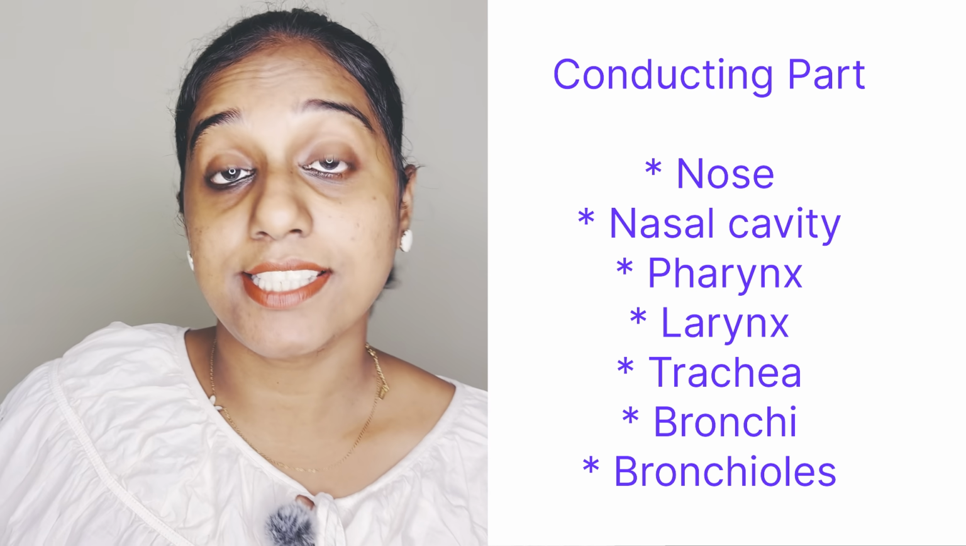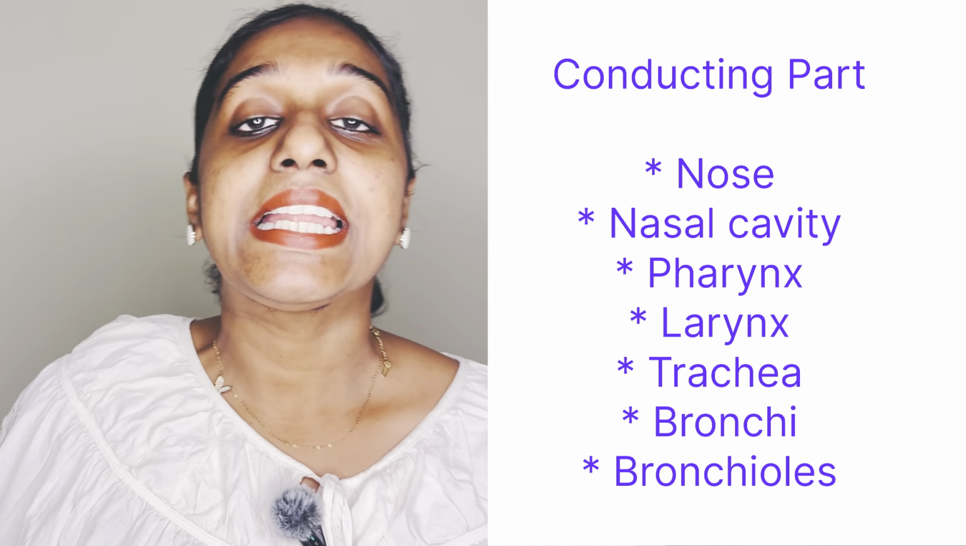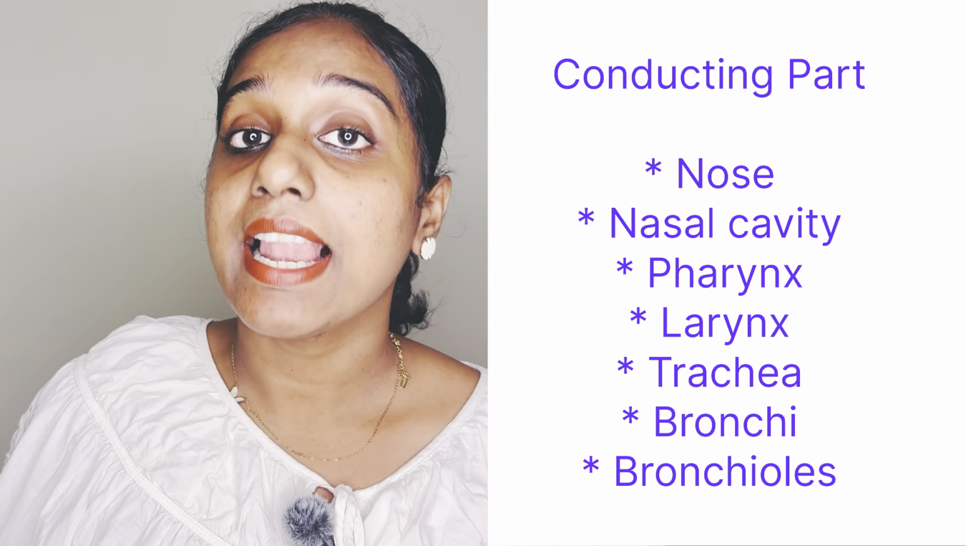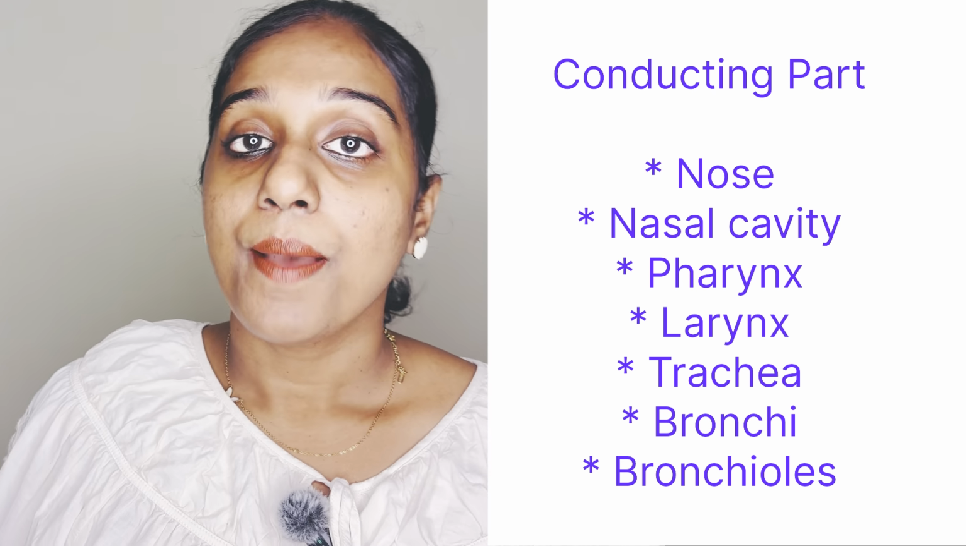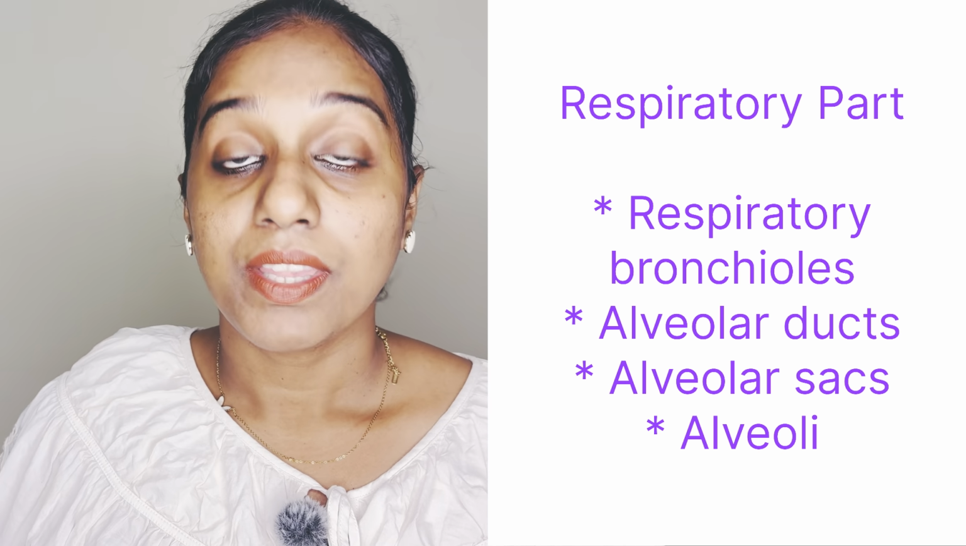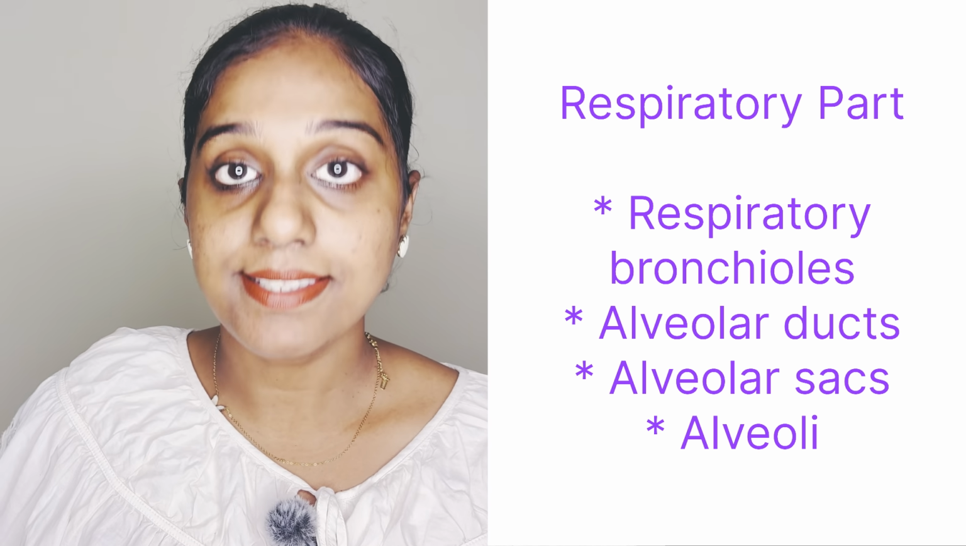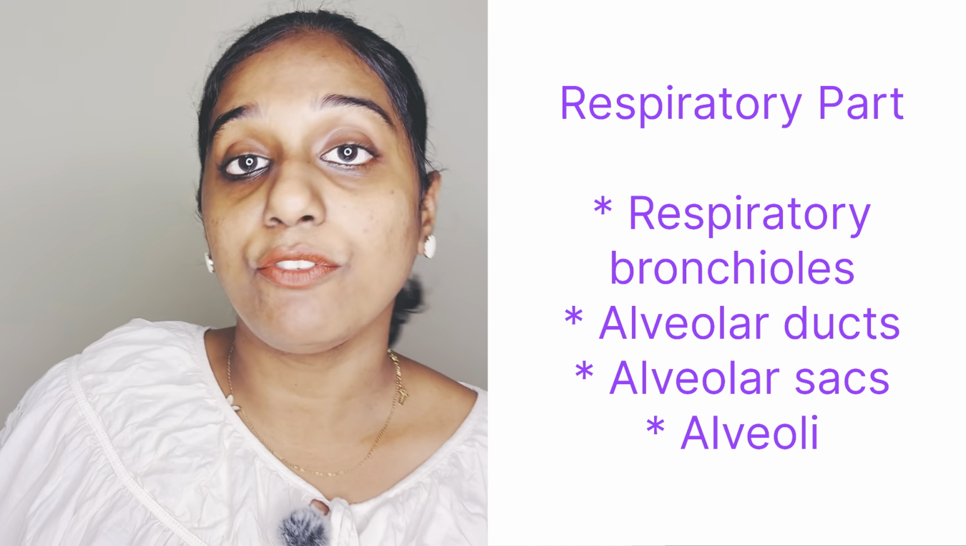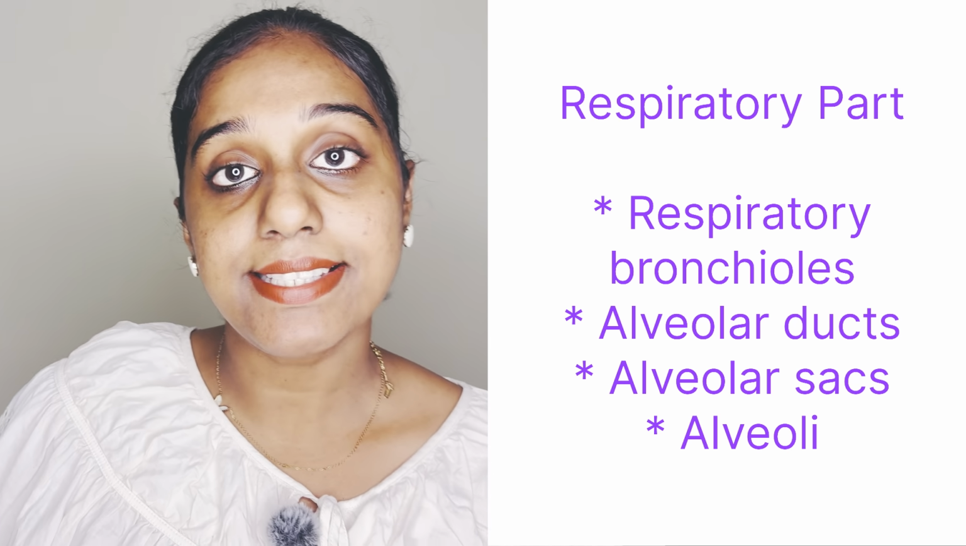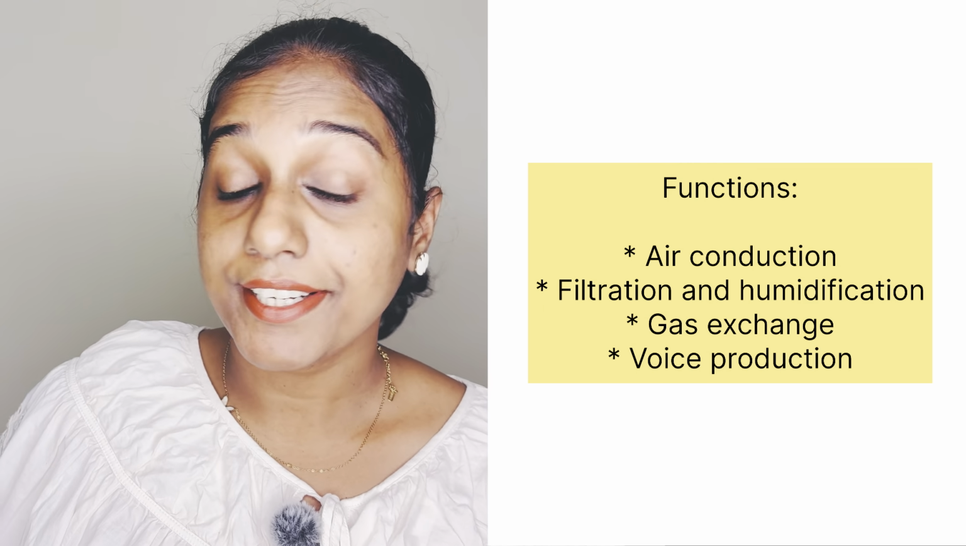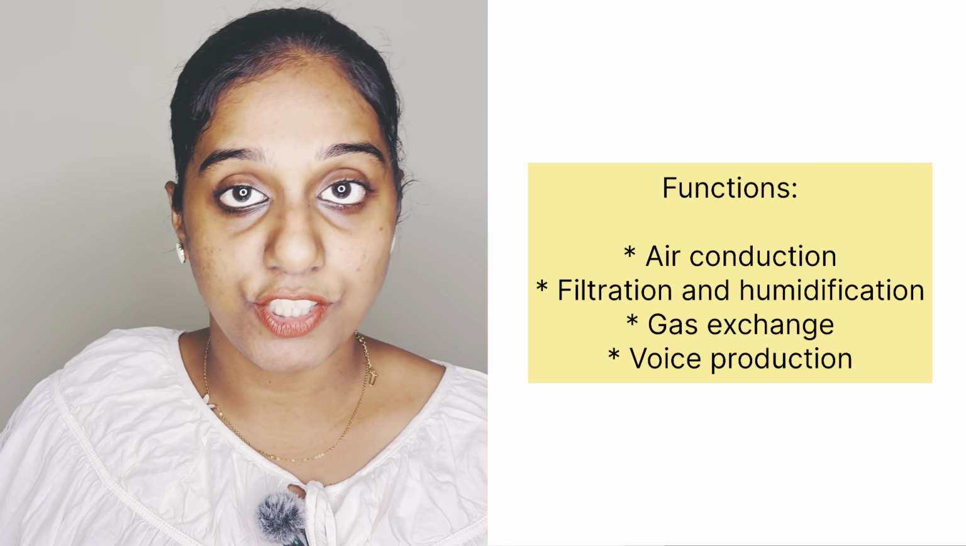The respiratory apparatus consists of the conducting part, that is nose, nasal cavity, pharynx, larynx, trachea, bronchi and bronchioles. Then the respiratory part, that is respiratory bronchioles, alveolar ducts, alveolar sacs and alveoli. The main functions are air conduction, filtration and humidification, gas exchange, voice production, etc.